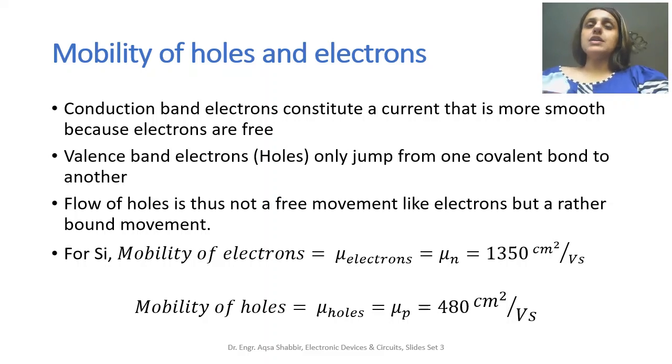Now over here, the mobility of electrons in silicon is listed, and it is 1350 centimeters square per volt seconds, whereas the mobility of holes, which is less than half of the mobility of electrons, is 480 centimeters square per volt second.